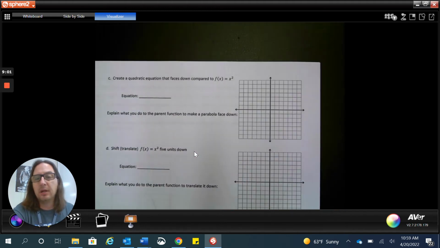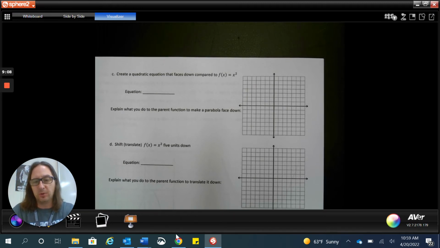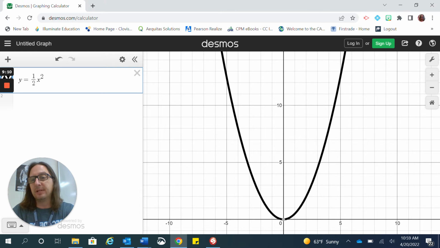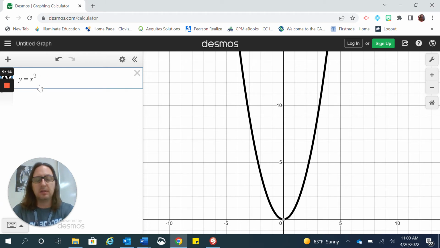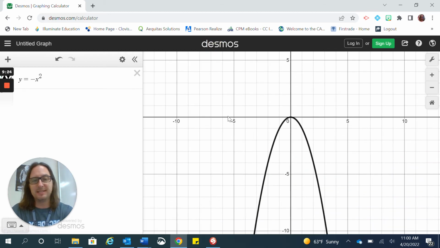Next, create a quadratic equation that faces down instead of facing up. So the parent function that we have over here is facing up right now. If I want to face it down, we make it negative. And now we've got our function facing down.